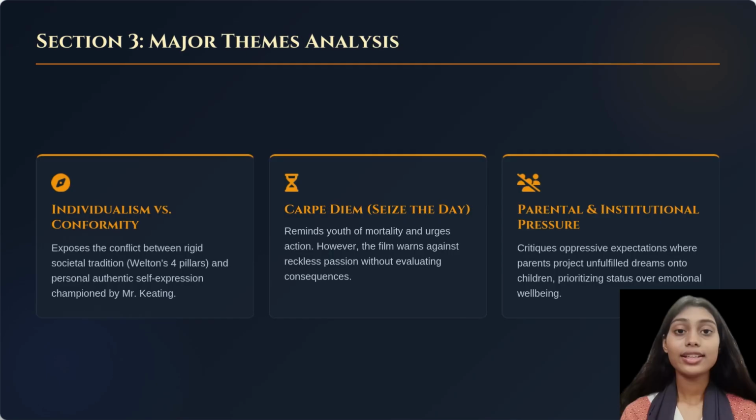Thank you. Let's explore the major themes in Dead Poets Society. The central theme is individualism versus conformity. Mr. Keating urges his students to break away from blind tradition and think independently rather than just conforming to societal expectations. This ties directly into the Latin philosophy of carpe diem, or seize the day. The film presents this not as a call for reckless behavior, but as a reminder to live intentionally while understanding that our choices carry real consequences.